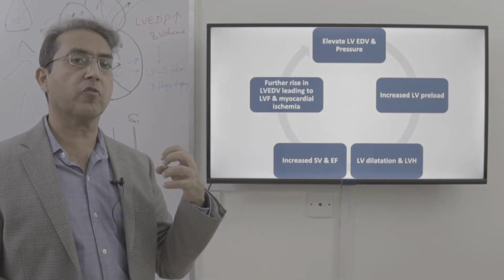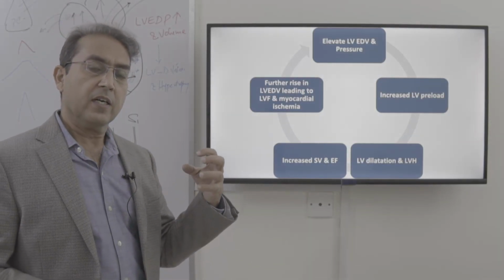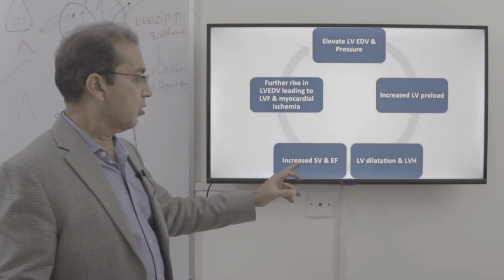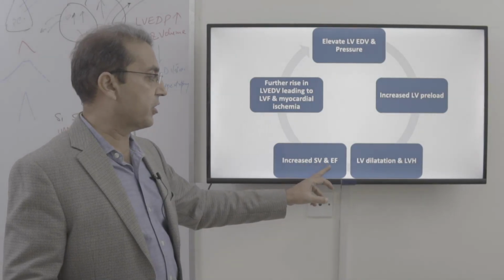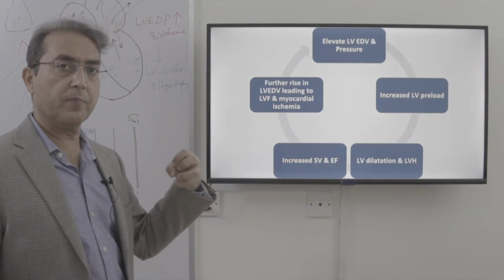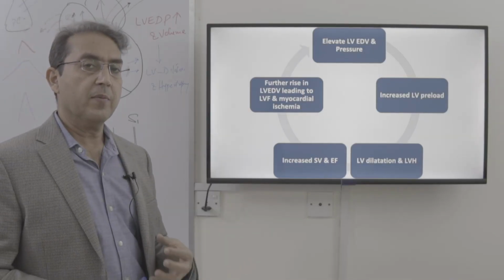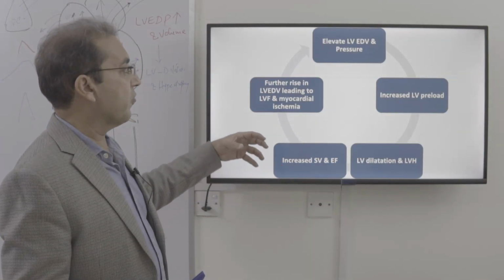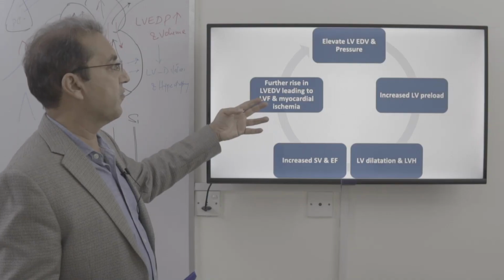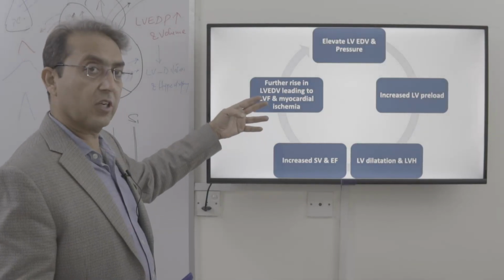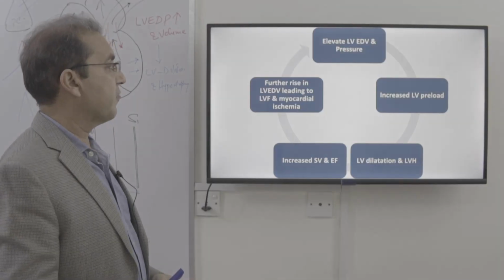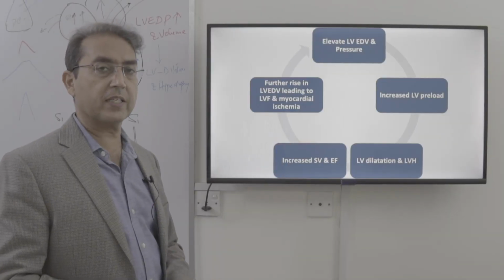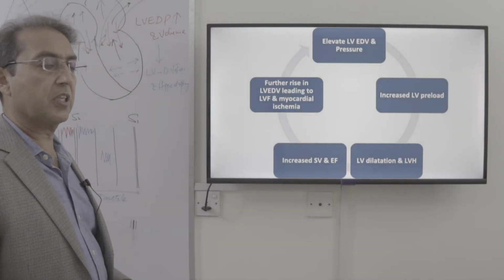Ejection fraction is the amount of blood ejected with each systole as a fraction of the diastolic volume. So not only does stroke volume increase, ejection fraction increases. This keeps maintaining the perfusion of the peripheral organs. When this situation continues for a very long time, there is a further rise in left ventricular end diastolic volume and end diastolic pressure that results in left ventricular failure and ultimately myocardial ischemia, and the patient starts presenting clinically with the features of aortic regurgitation.